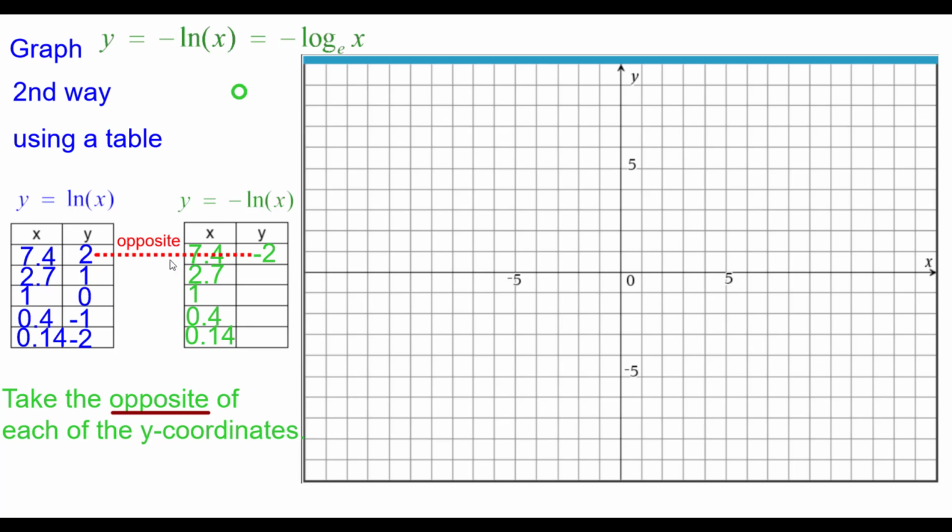So our first point is going to be 7.4, -2, so we'll plot that. Next point is 2.7, -1. So go ahead and finish the table and plot those 3 points. Press pause to do so and resume when you're ready.